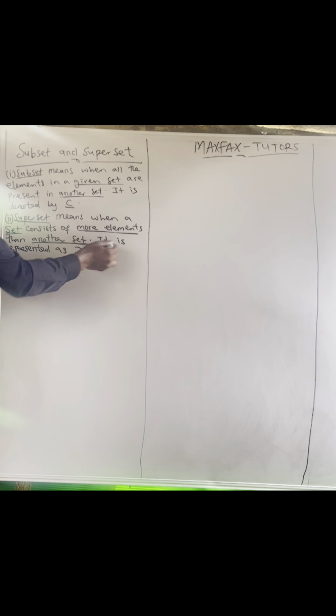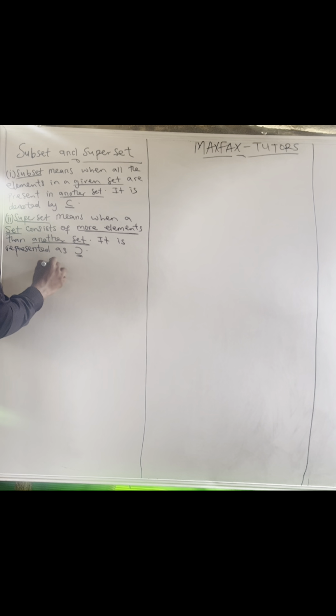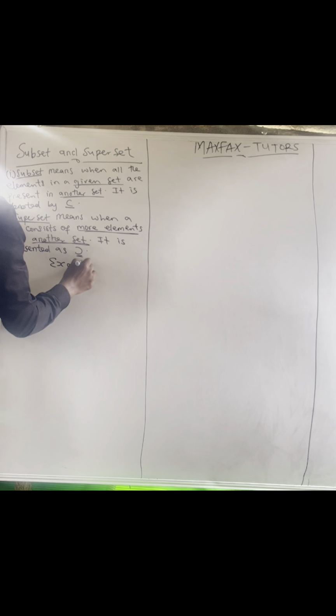Now, the next one is superset. What do you mean by superset? Superset simply means when a set consists of more elements than the other set. That is, when a particular set has more members than the other set. We are going to say that that set is a superset of the other set. So it is denoted by this sign.